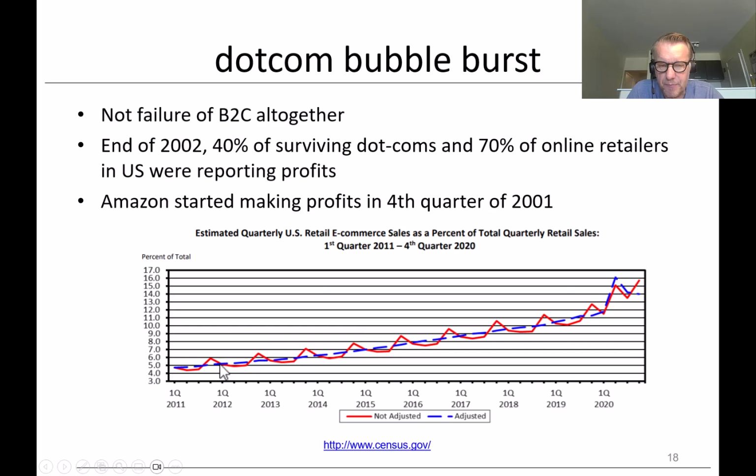So here you can see that being depicted. You can see here the estimated quarterly US retail e-commerce sales as a percentage of total quarterly retail sales. And as I said, Amazon waited for this network effect, and they were able to successfully realize the network effect and started making profits in the fourth quarter of 2001.